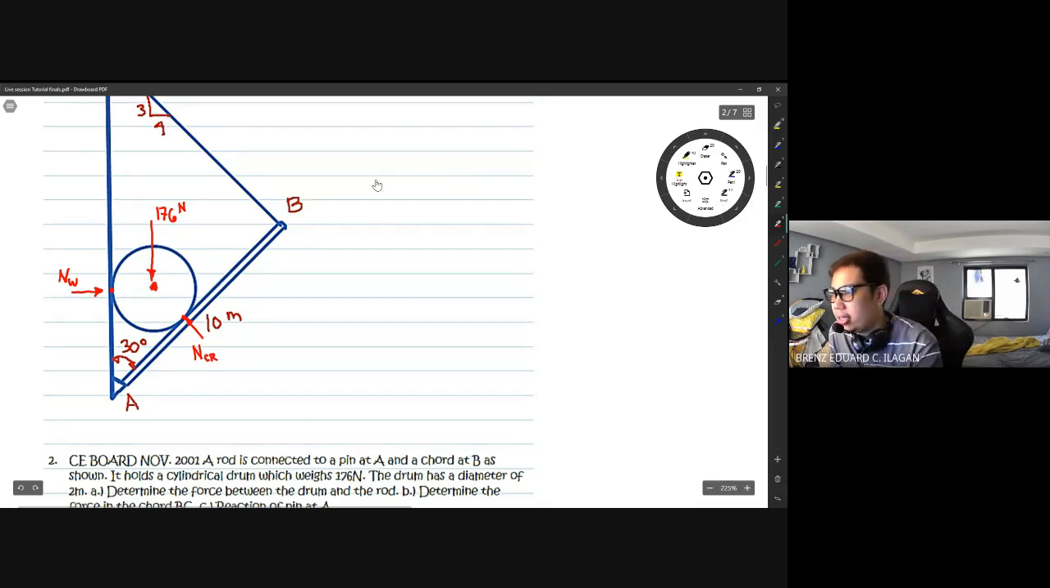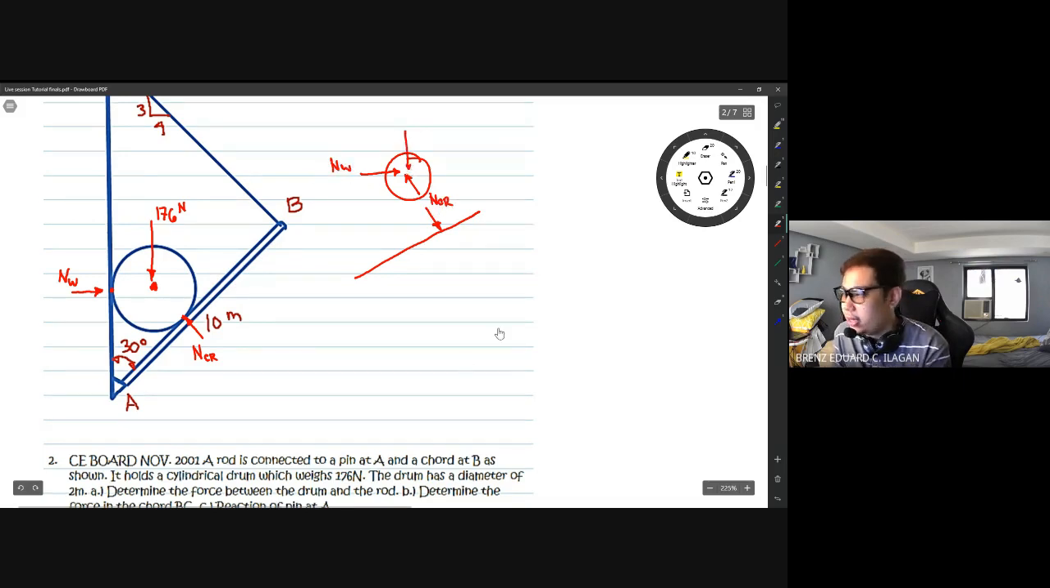So mangyayari kasi dyan guys, para ma-visualize, ayan. So ito yung rod natin. So kapag kinabit mo dito, kung ito ay papunta doon sa direction na yan, so kapag kinonsider mo na siya doon sa rod, pakabila siya. Yung NCR. Tapos NW. Tapos yung 176. Okay? So yun lang naman yung concept natin dyan.